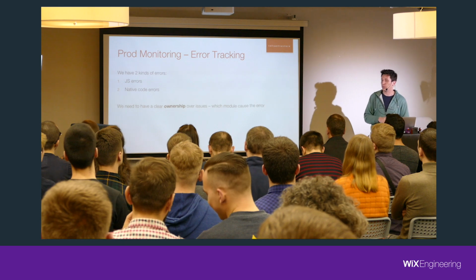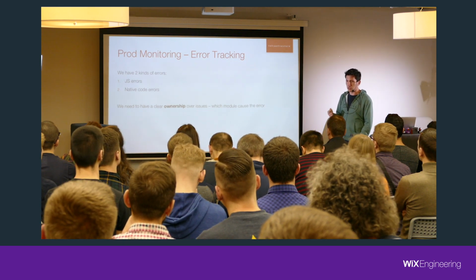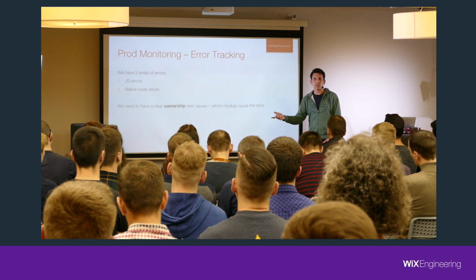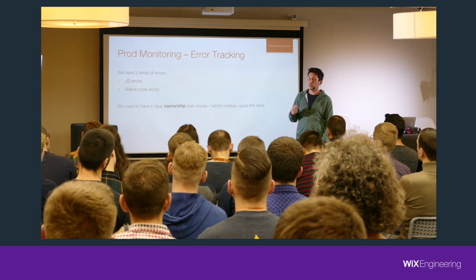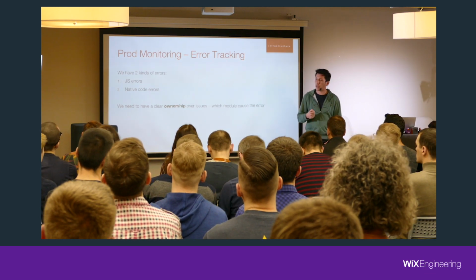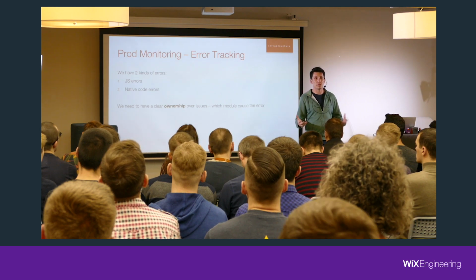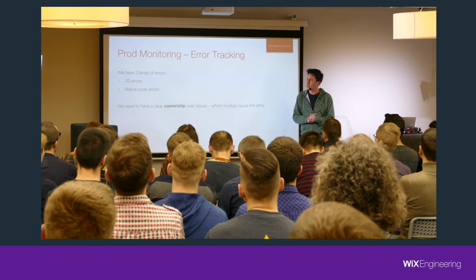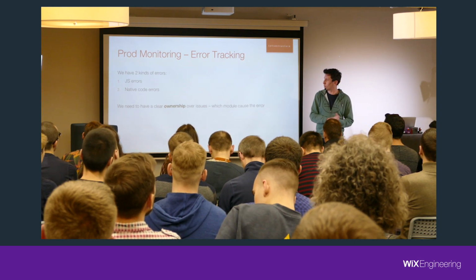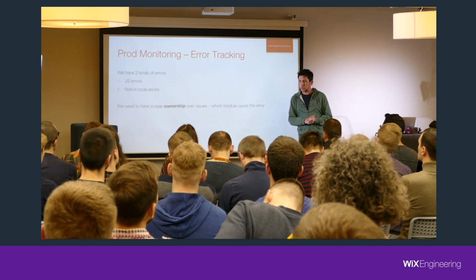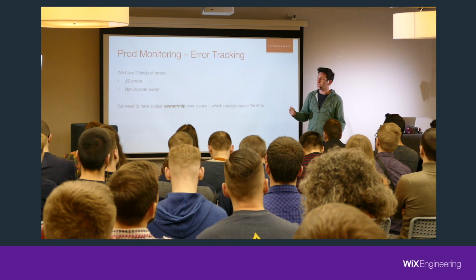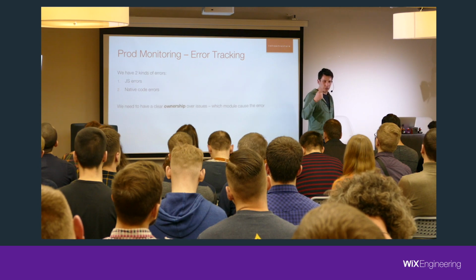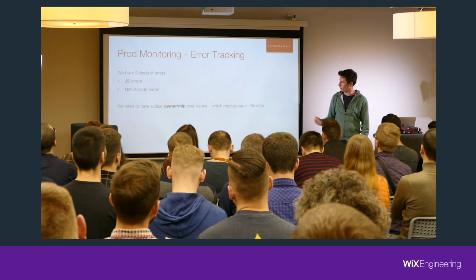And of course, for maintaining a good quality application and reacting to users' bugs and issues, we need to monitor our production. So we need to track our errors. In React Native, we have two types of errors. We have JavaScript errors, the business logic, and we have native code errors, crashes. And if we want to make it scalable, we need to make sure that for each issue, it's very understandable and very clear who is the owner of this issue.